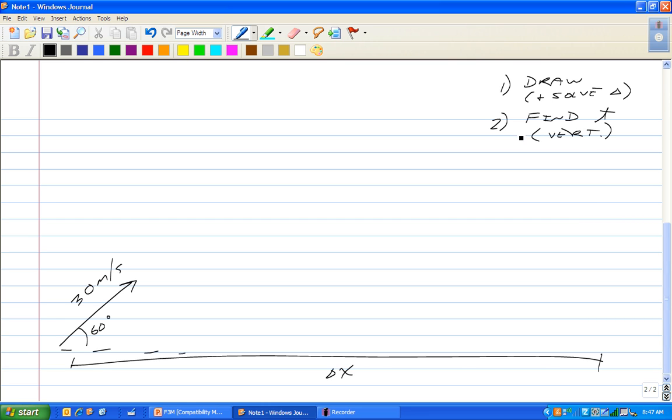So, we're going to find the time depending on the vertical, and then third step is we'll find that delta x or the speed or whatever else is unknown. Alright? So, step 1. Draw a picture and solve the triangle. Now what do I mean by solve the triangle?